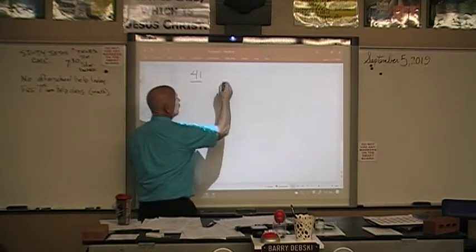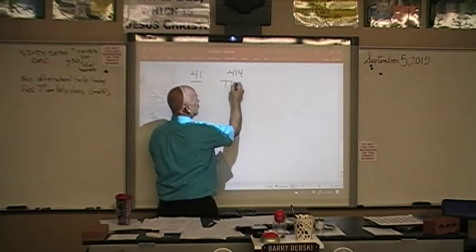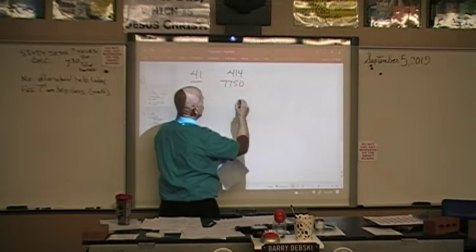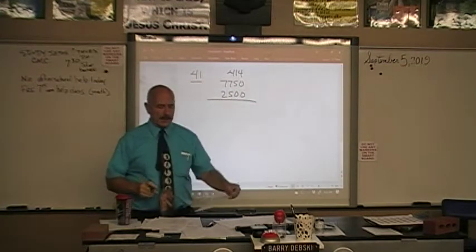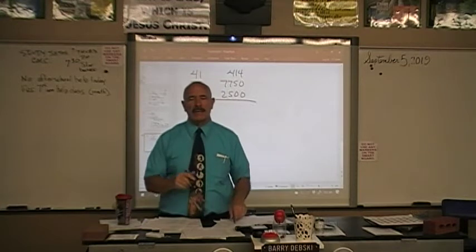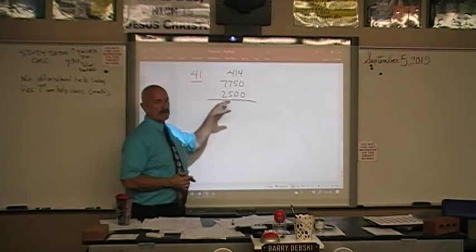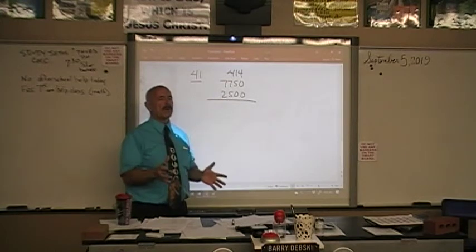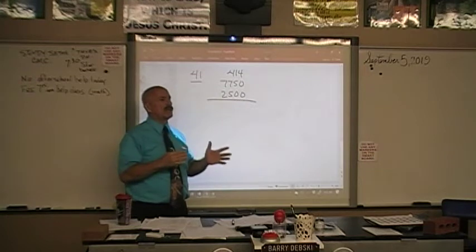Number 41 says add the following numbers: 414, 7750, and 2500. Now, I'm glad this one came up this morning. When we add and subtract, yes, that's 3 sig figs, that's 3 sig figs, that's 2 sig figs, but that's not what we're worried about, okay? When we add and subtract, we're worried about precision.